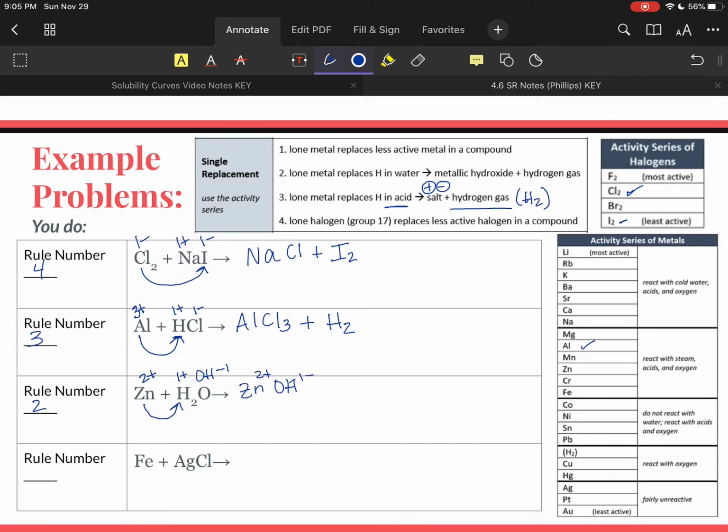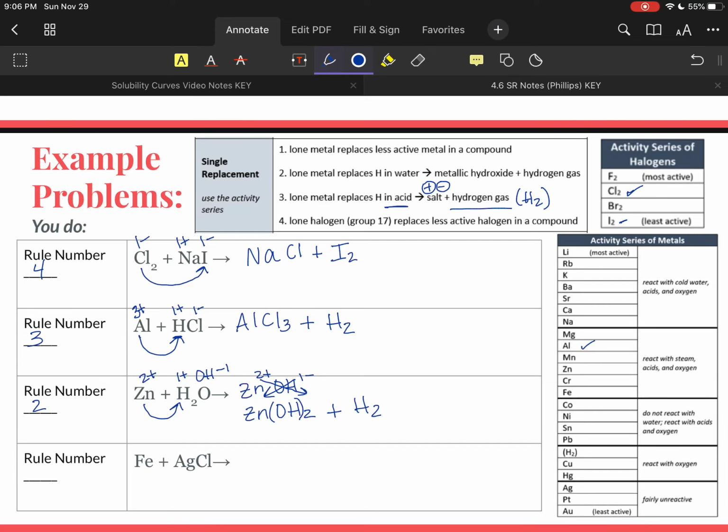When I crisscross, I'm left with zinc, an invisible 1. This 2 is going to crisscross down here. Remember, I can't just leave it OH2 because it's not just 2 hydrogens. It's 2 hydroxides plus hydrogen gas because I kicked out the hydrogen.